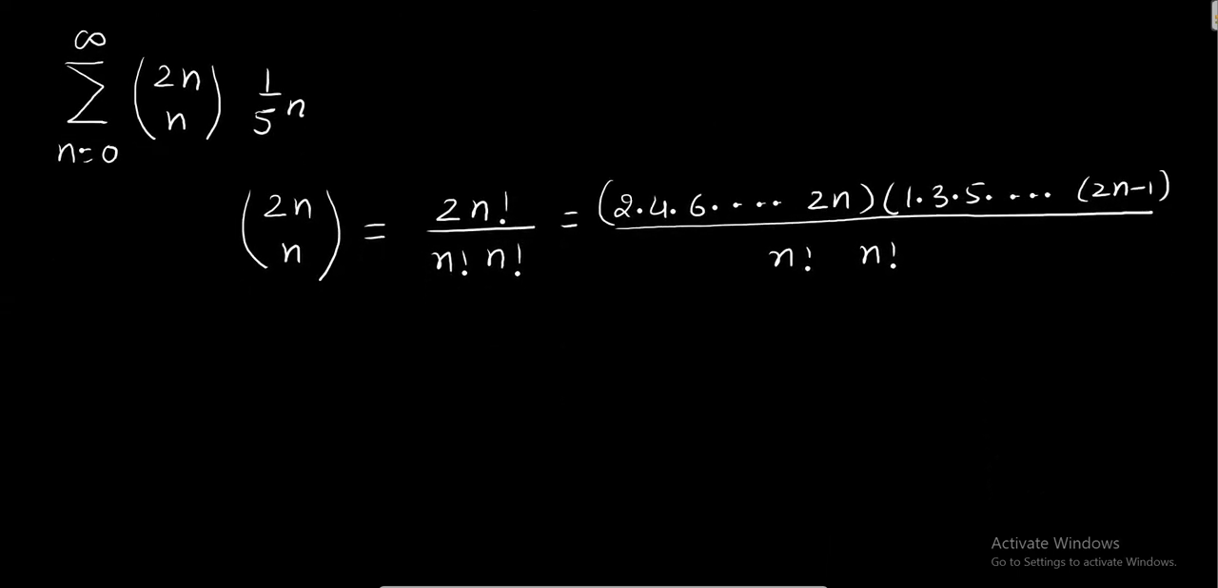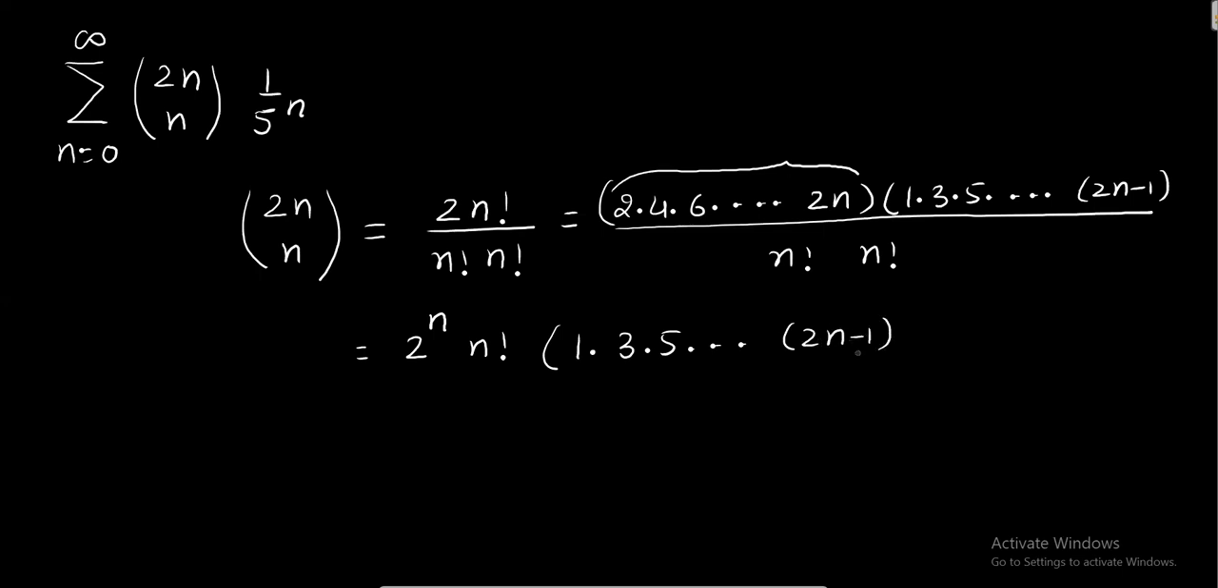So please concentrate. Now look at these n terms. From each of these n terms, I can take 2 common. What we are going to be left with is n factorial. And after that, what we are going to be left with is 1.3.5 till 2n minus 1. Coming to the denominator, it is n factorial, n factorial.